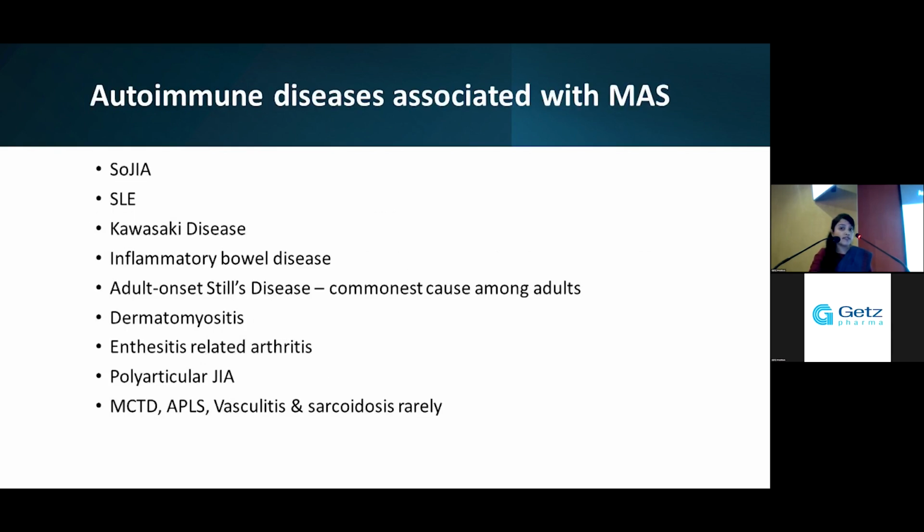What are the autoimmune diseases associated with MAS? As I said earlier, systemic onset JIA, SLE, and Kawasaki disease. Apart from that, inflammatory bowel disease, adult onset Still's disease, which is the commonest cause among adults, dermatomyositis, enthesitis-related arthritis, and polyarticular JIA. Apart from that, there are case reports of MCTD, APLS, vasculitis, and sarcoidosis being involved with macrophage activation syndrome as well.